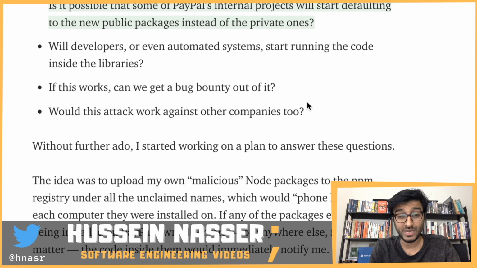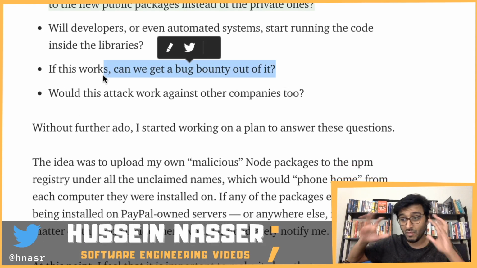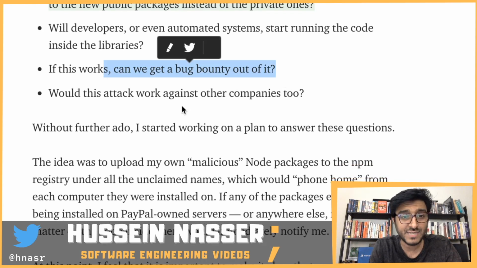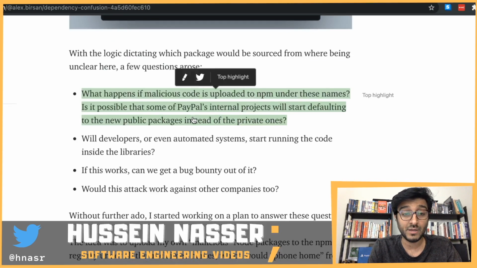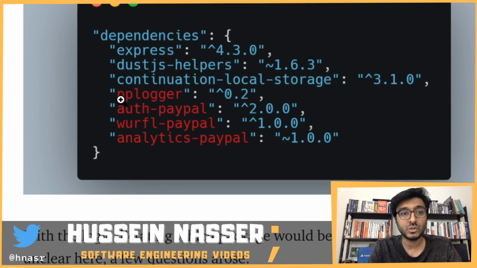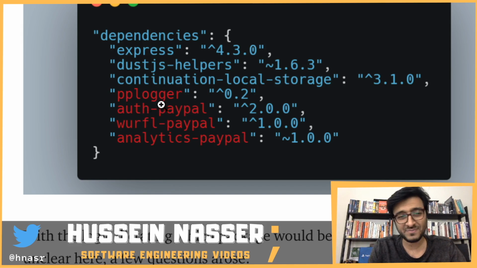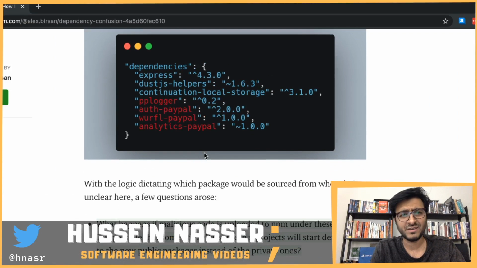If it works, we get a bug bounty out of it. Well, we'll find out, because he was thinking about just that, right? Would this attack work? And guess what, guys? It actually did. So here's what he did. He just created an npm package called PP logger. PP. That's a funny name. PP logger and auth PayPal, and then he put the malicious code into them. And you might say, Hussein, all right, what is he going to put in there?